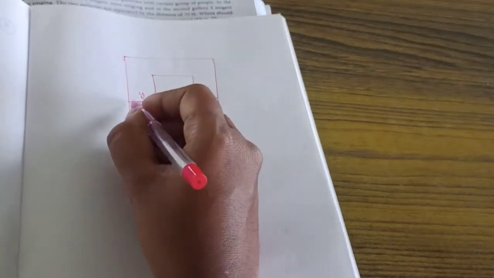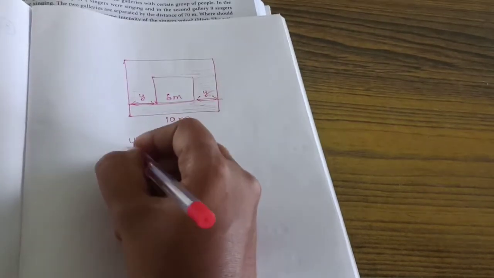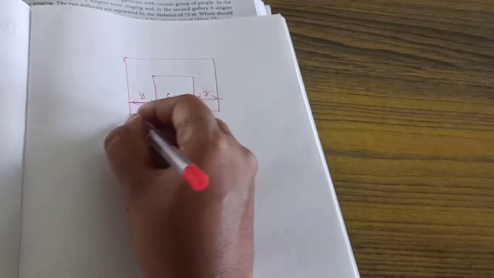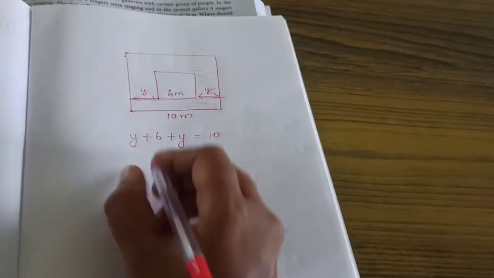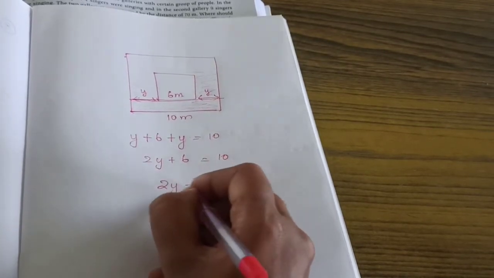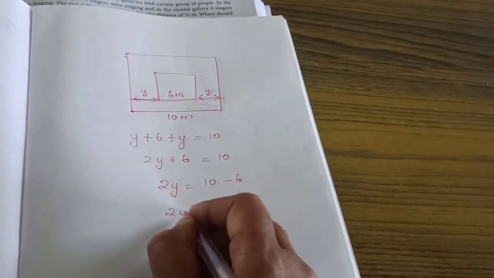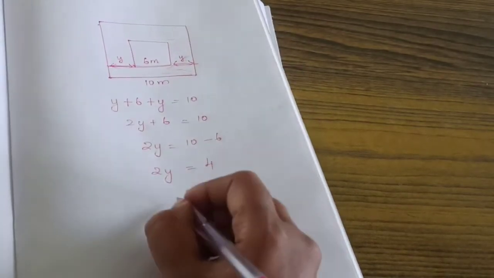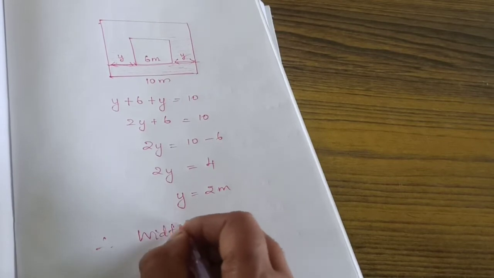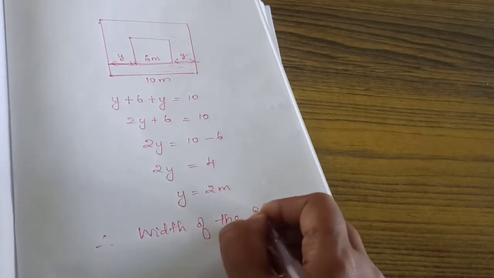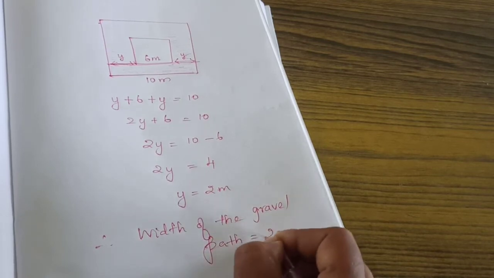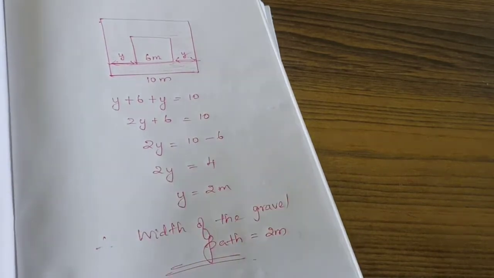So from this, we understand y plus 6 plus this y is equal to the total 10 meter. So 2y plus 6 equals 10. So 2y is equal to 10 minus 6. 2y is equal to 4. That means y is equal to 2 meter. Therefore, the width of the gravel path is equal to 2 meter. That's all for this question. Okay.